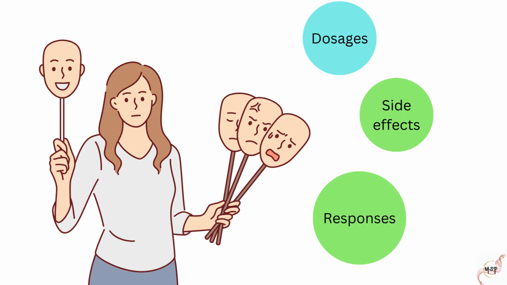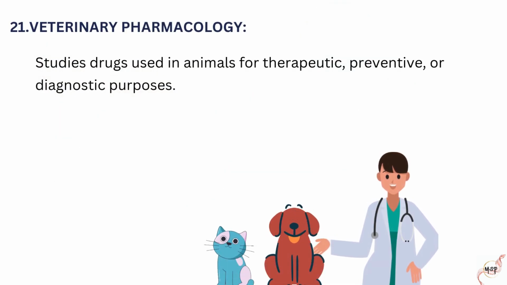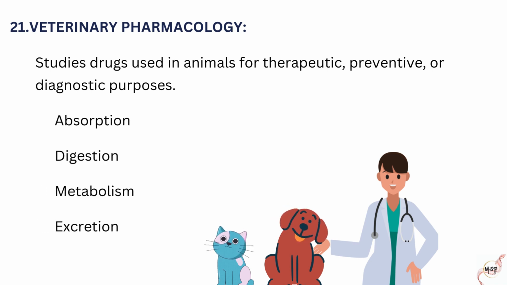And the last one is veterinary pharmacology. It studies drugs used in animals for therapeutic, preventive, or diagnostic purposes. In simpler terms, we can say it is a study of how drugs interact with animals' bodies. Veterinary pharmacologists study drug absorption, digestion, metabolism, and excretion in various species such as dogs, cats, horses, cattle, and even exotic animals. Beyond pets, veterinary pharmacology plays a crucial role in livestock management.